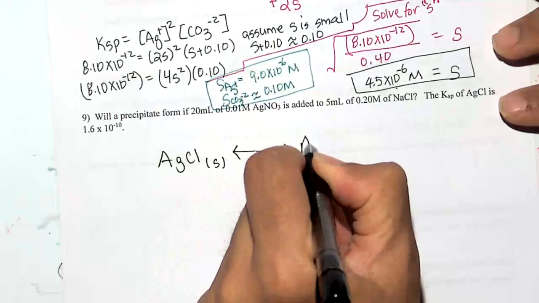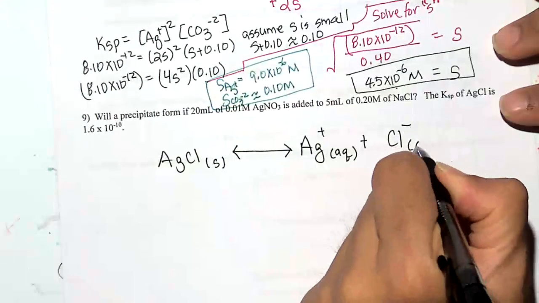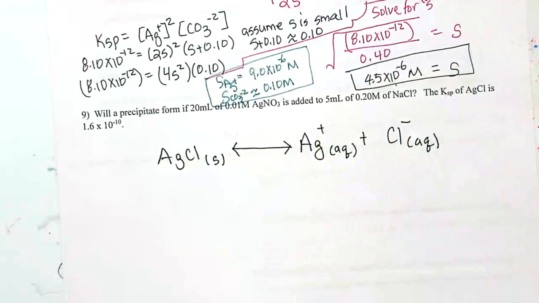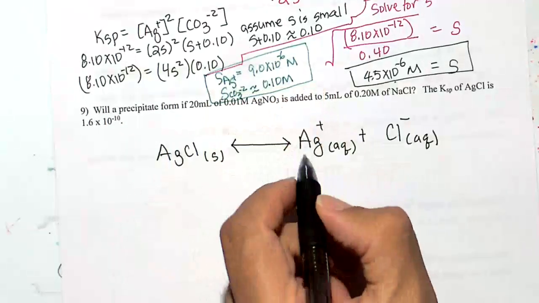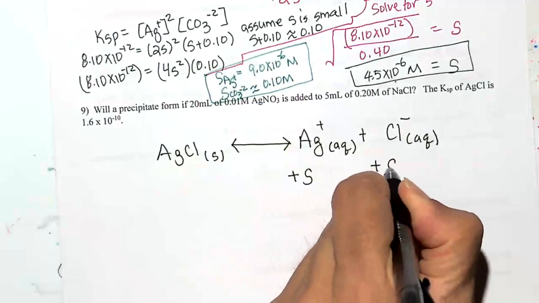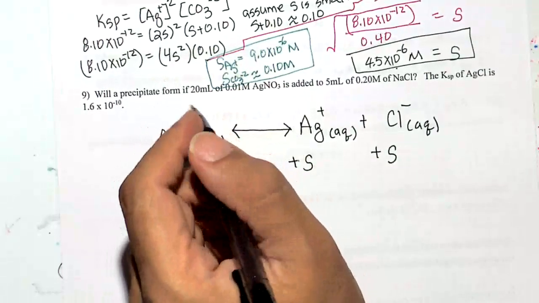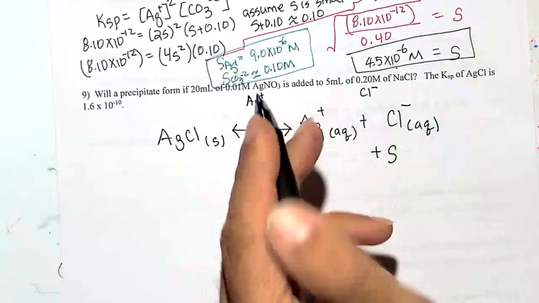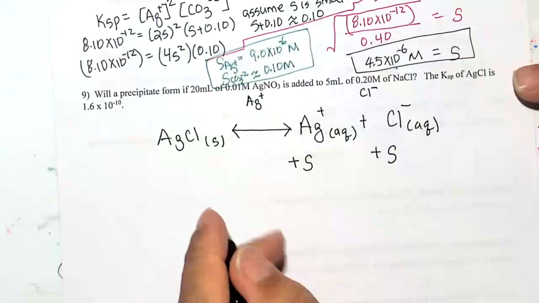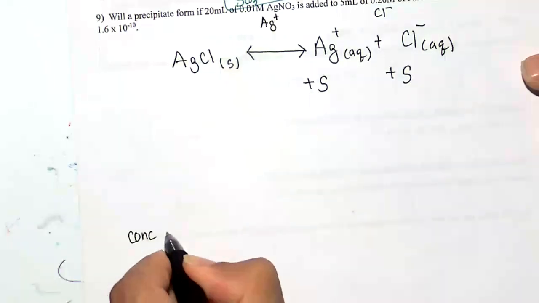AgCl, some of it will go back to give you Ag+ aqueous plus Cl minus. Okay, so some of it will go back, and that's going to be plus S, and this will be plus S. And we want to ask ourselves, is this enough Ag+ and this enough Cl minus to precipitate AgCl? So we'll do the concentrations after mixing. We'll do that somewhere at the bottom here.